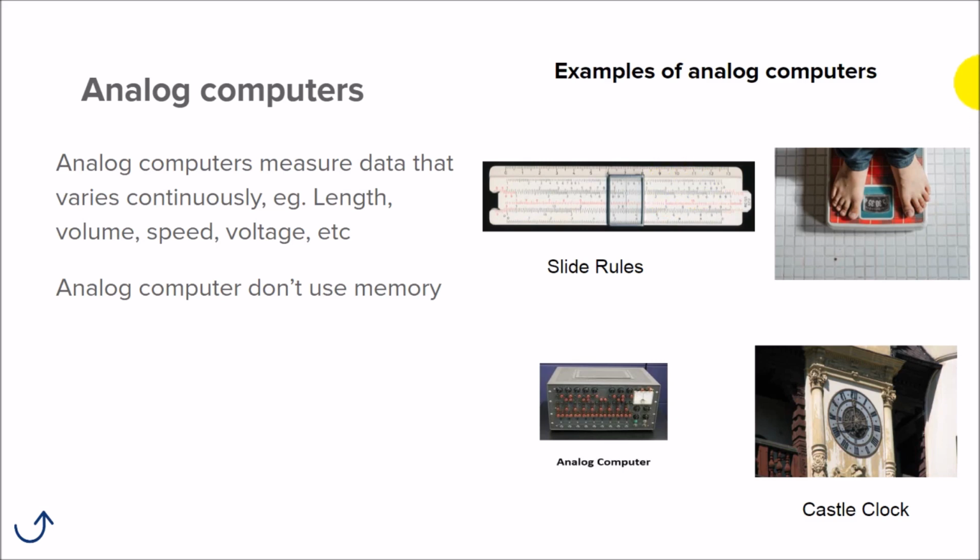Just like when you are using a scale. If you're using a scale to measure stuff, if you weigh something, you need to know that it's 35 kg. You need to know what that means in terms of what you are weighing. So analog computers always require specialized knowledge to be able to make use of them. But one major thing you need to note about analog computer is that they don't use memories. Okay, so that is just it. There are computers that measure data that varies continuously: analog computers.